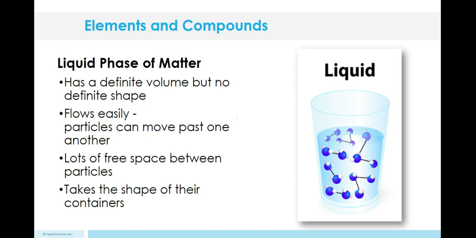So when we say that a liquid has a definite volume but no definite shape, that means that the liquid will take on the shape of the container and the volume of that container.